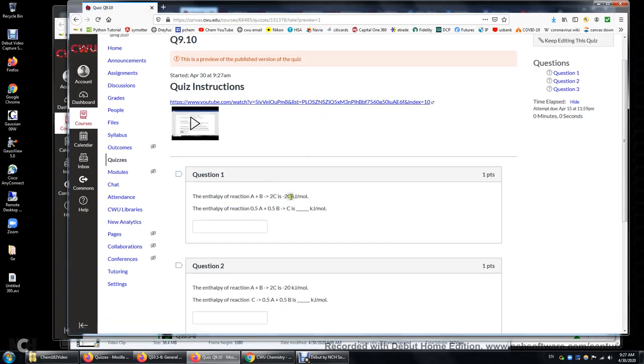The enthalpy of this is negative 20, and then we divide every single coefficient by 2, so negative 20 becomes negative 10.